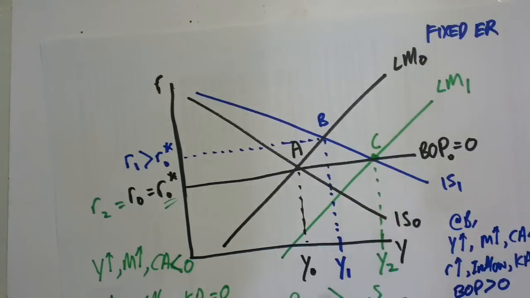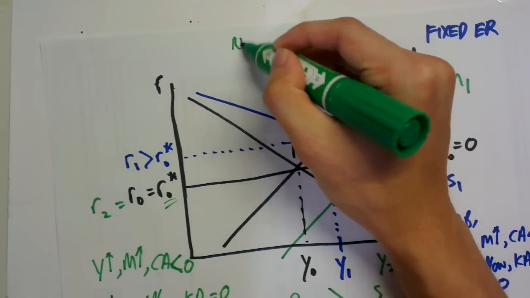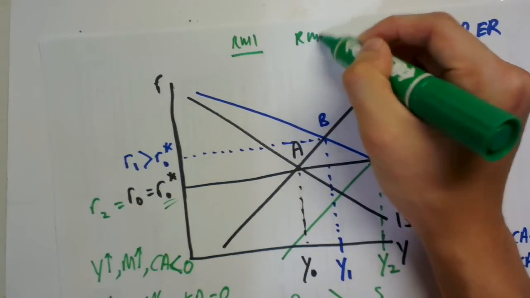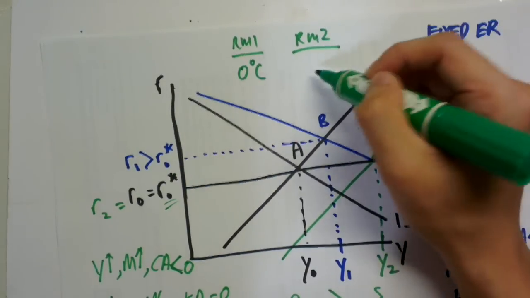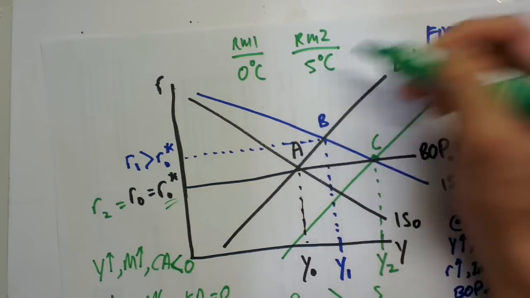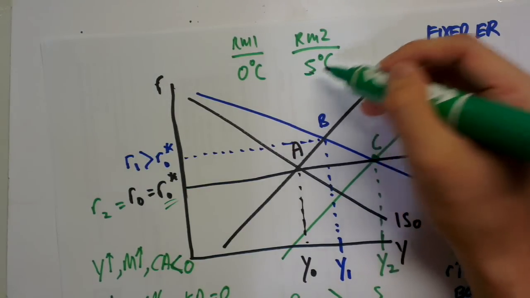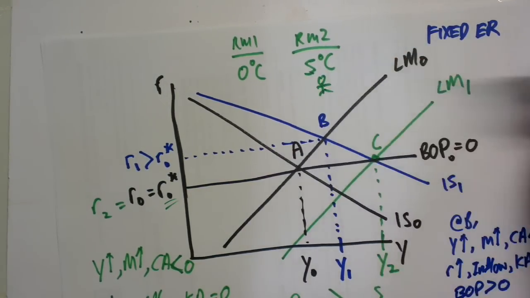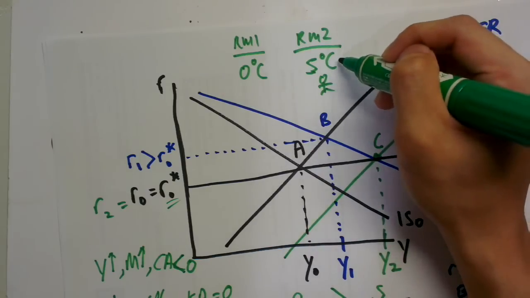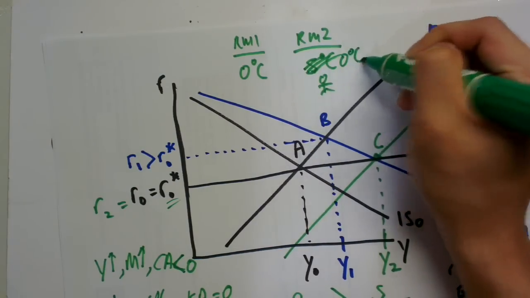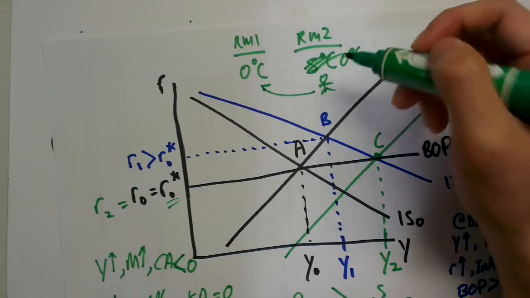So let me ask you a question. There are two rooms right here: room 1 and room 2. Room 1 is 0 degrees Celsius and room 2 is 5 degrees Celsius. If you're human, you're going to want to choose this room, right? So you're going to be inside this room. Now if I reduce the temperature to 0 degrees Celsius, are you going to go back to the other room? No. So you're just going to stay where you are.